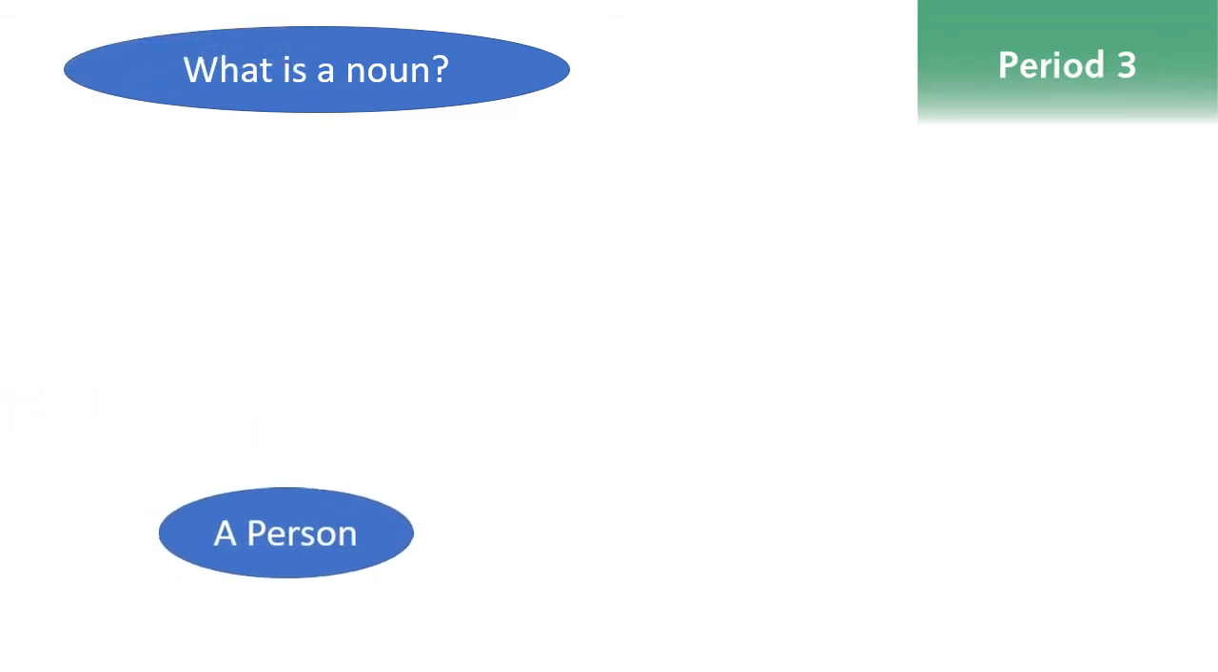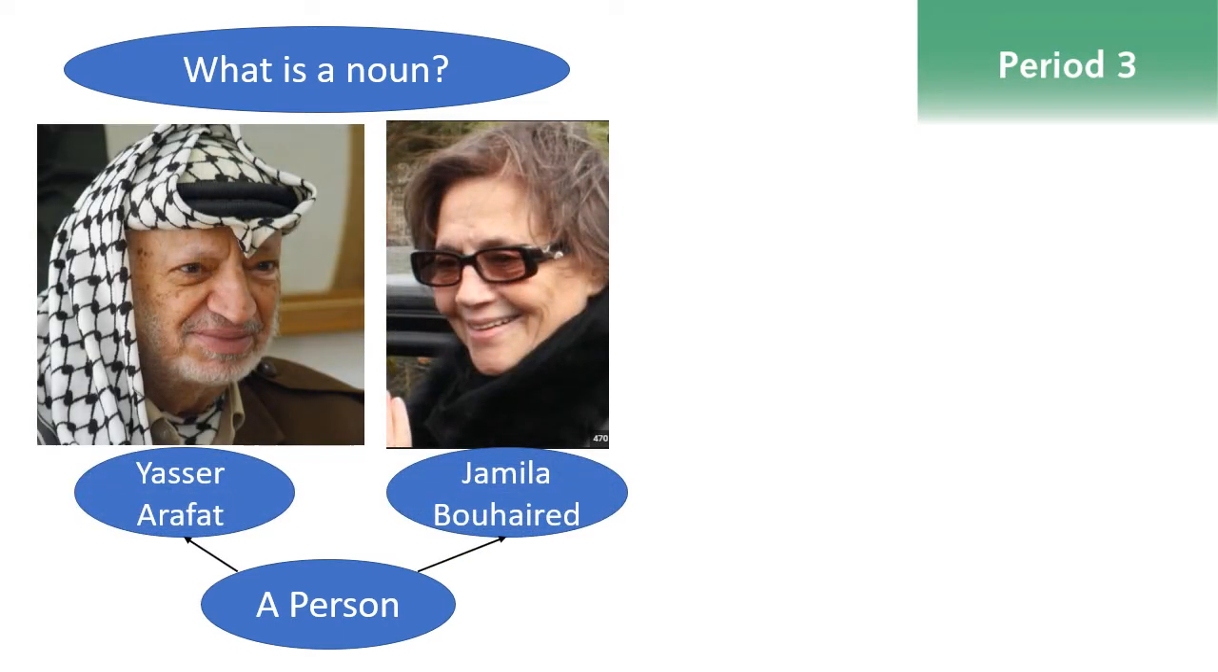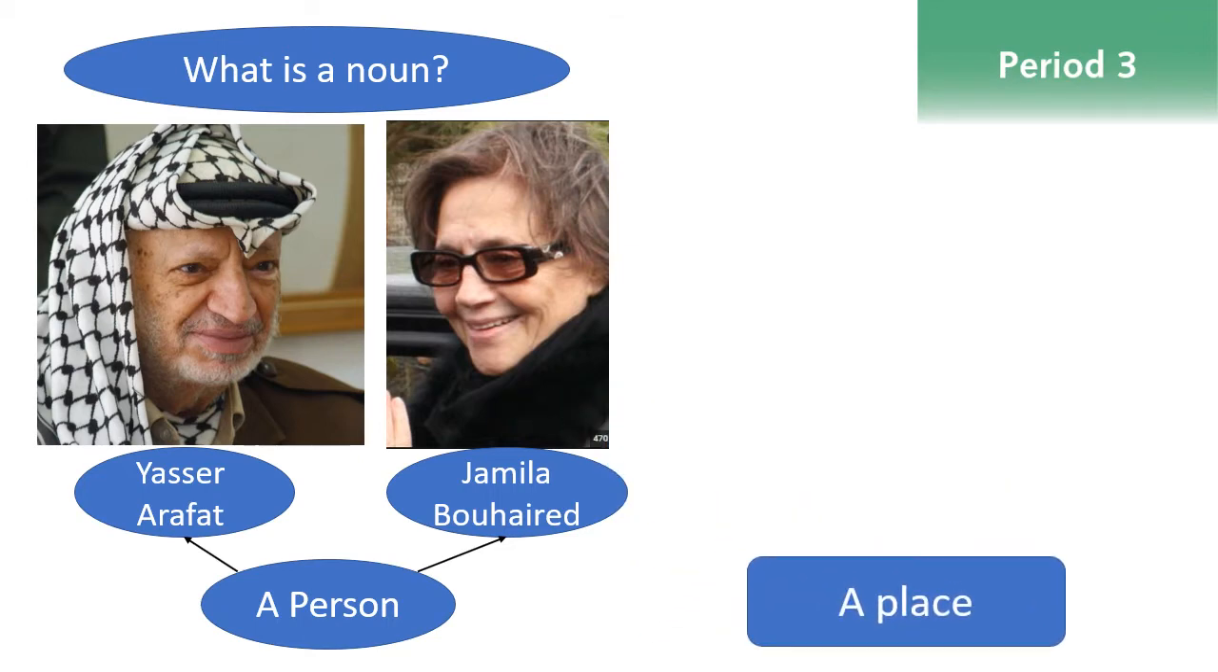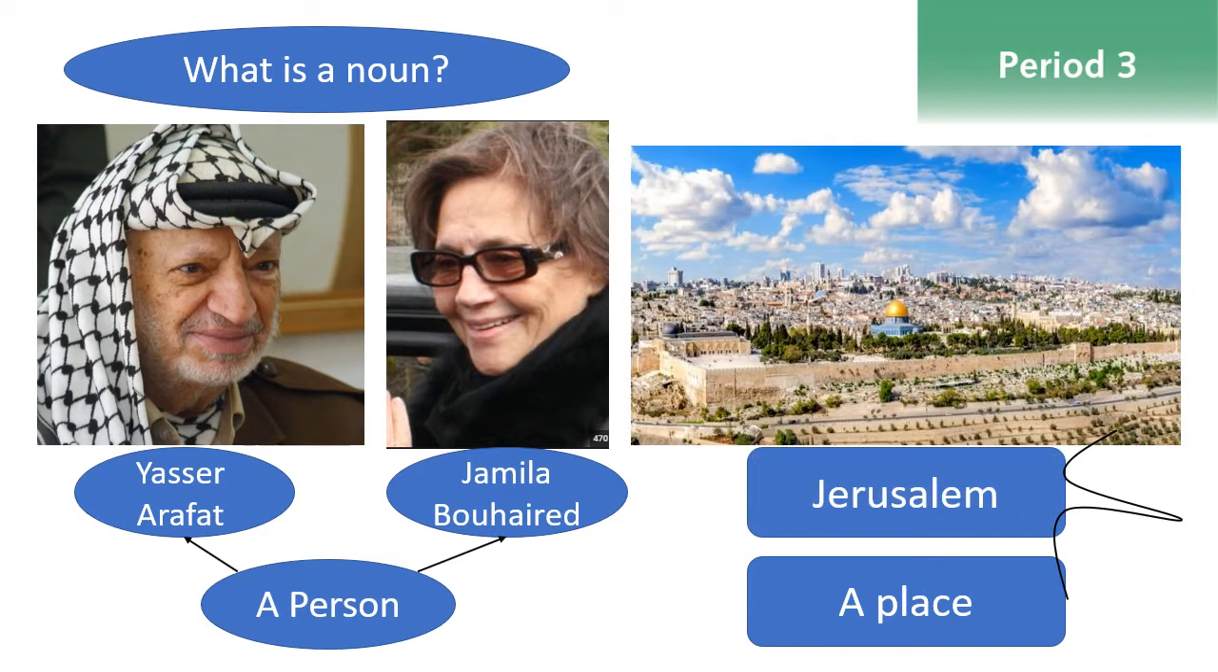Okay, a noun is a word that could refer to a person like Yasser Arafat, Jamila Abu Harib. Yasser is a noun. Arafat is a noun, Jamila is a noun. A noun could also be a place, like Jerusalem, Gaza, West Bank, Egypt, Cairo, Beirut, school, hospital. All of the places' names are nouns.